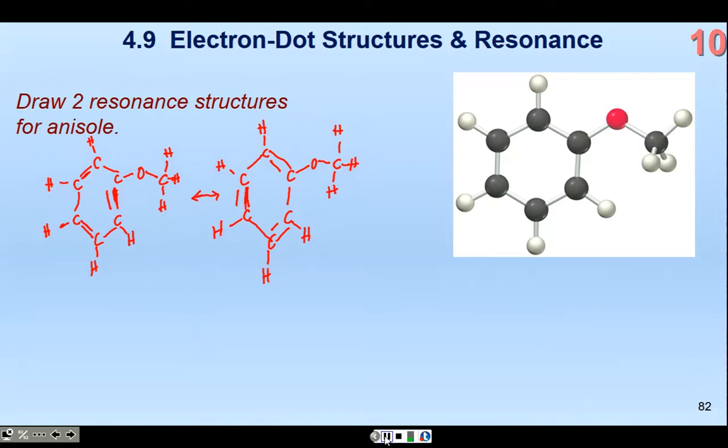Another way of getting around trying these resonance structures will be to show a hexagon like this and a circle in between with oxygen and then CH3. That is used by some people to represent the fact that neither one of those structures individually is correct, representing actual double bonds. Okay, I hope that helps you.